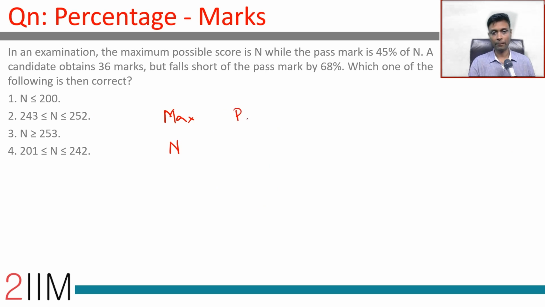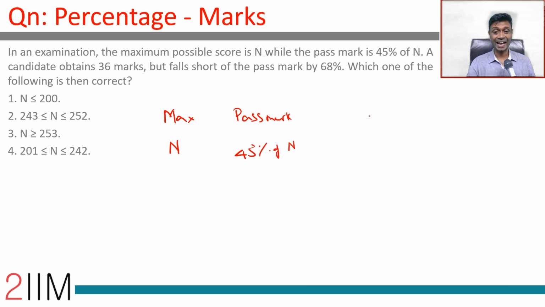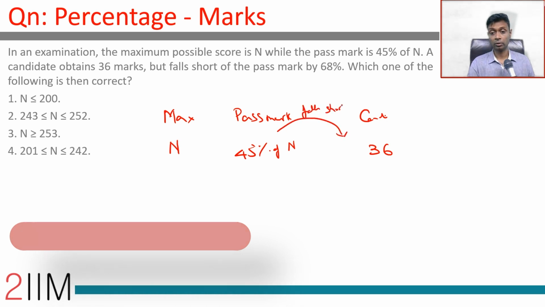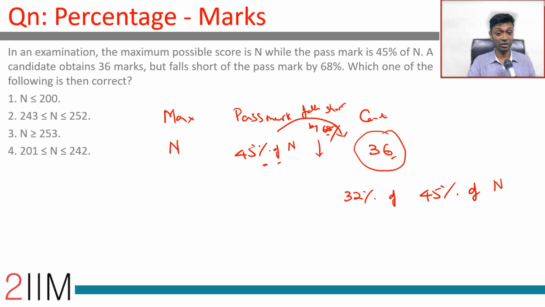In an examination, the maximum possible score is n. So max is n, and the pass mark is 45% of n. A candidate obtains 36 marks but falls short of the pass mark by 68%, sorry, not 65%. So this 36 falls short of 45% of n by 68%, or this 36 is 32% of 45% of n. If you reduce something by 68%, it becomes 32% of whatever it was.